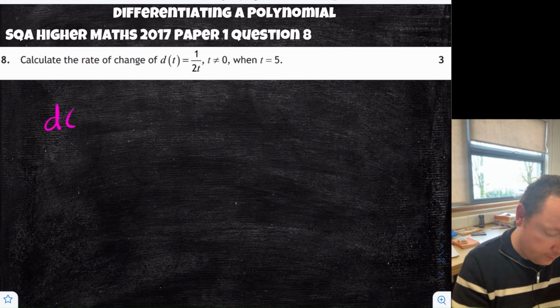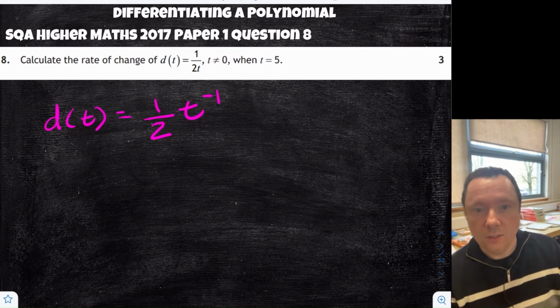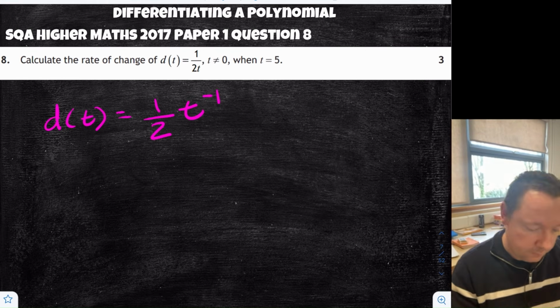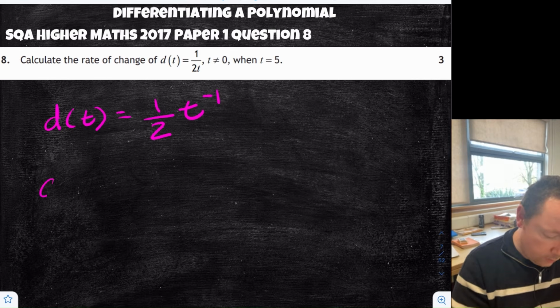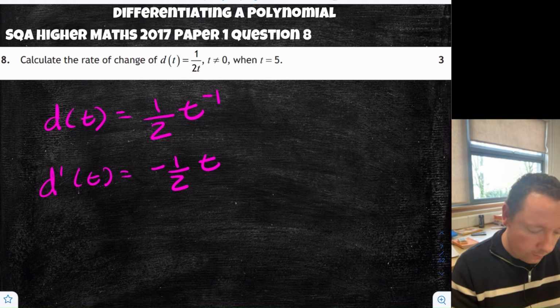So d of t is equal to 1 over 2 t to the minus 1. Do not be tempted to move this 2. That's just a half still. Separate it out. It's just the t that's moving. Once we do that, d dash t, take the minus 1 down, so we get minus a half t. Take away 1 from the power, we get minus 2.